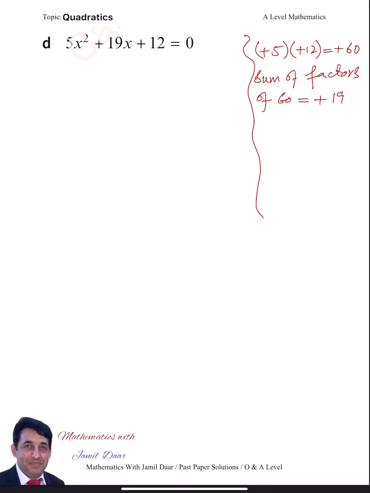Now, what are the two factors of 60 whose sum is 19? 60 is 2 times 30, 4 times 15. So 4 times 15 gives you 60, and the sum of 4 and 15 is 19. We need plus 19, so plus 4 plus 15 gives plus 19, and plus 4 into plus 15, the product gives you plus 60. So there are two checks: their sum should be equal to the middle term, and their product should be equal to this one.